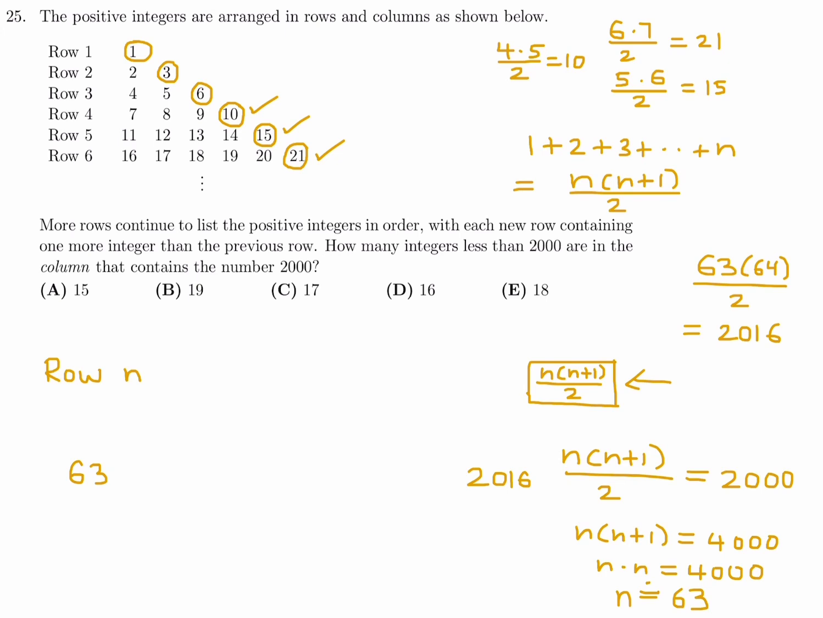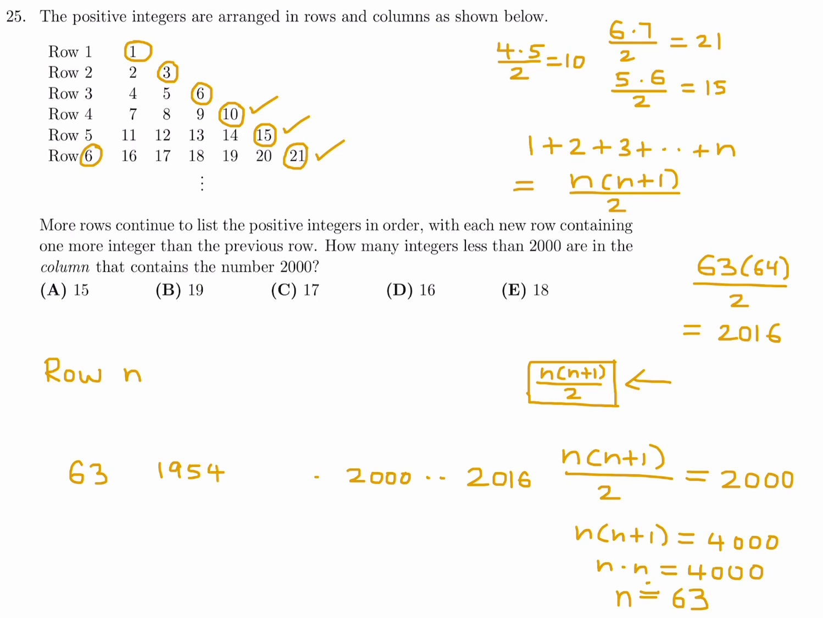How do I know that though? Because the row number tells you how many numbers are in it. The first row has 1, the second row has 2, the sixth row has 6. So the 63rd row is going to have 63 numbers in it, and that means 2000 has got to be in there somewhere. Dot, dot, dot, I'm not going to list them all. And the very first number, you've got to be a little bit careful here: 2016 minus 63, but that doesn't give you it, you have to add 1. Okay, you've got to be a little bit careful.